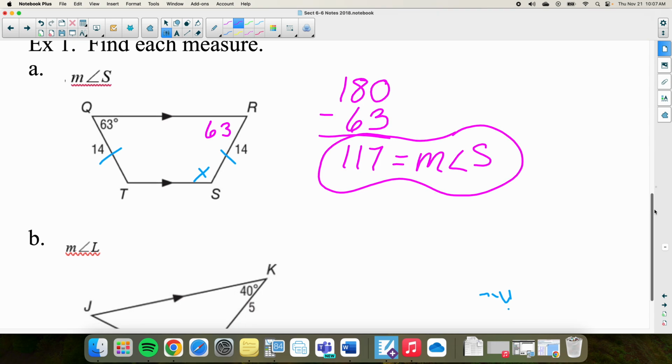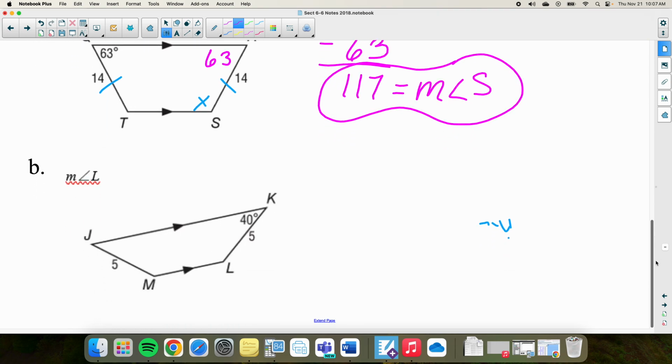And that's something you can just type in your calculator. You don't have to show that. All right, now this one is asking us for angle L, which is right here. Is that one isosceles? It is, but you really don't even need that in this one. What do you know about these two? Supplementary, so wouldn't you just go 180 minus 40, which is 140.